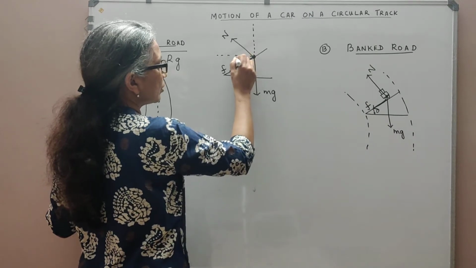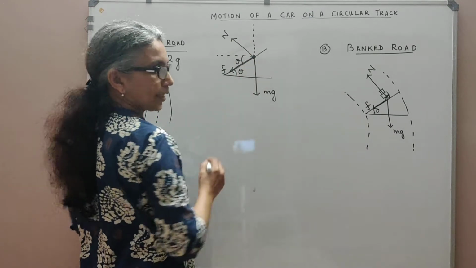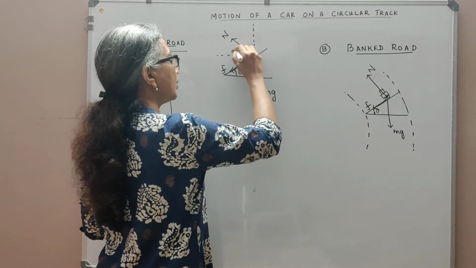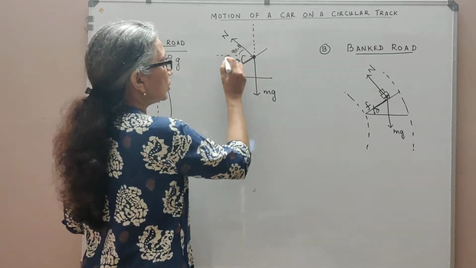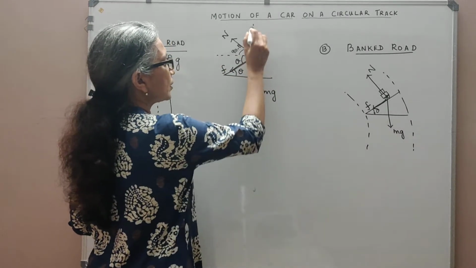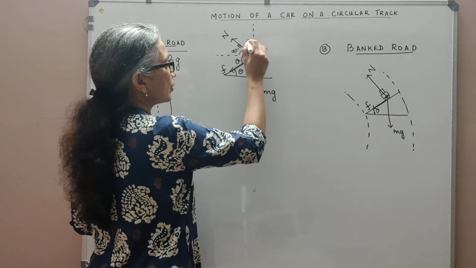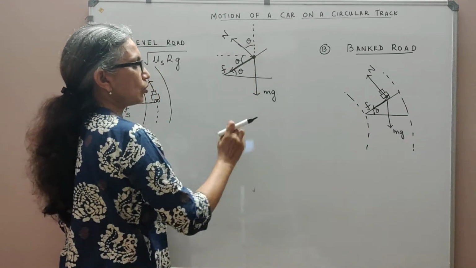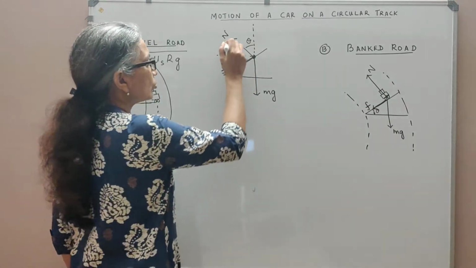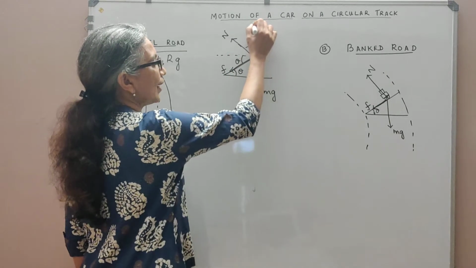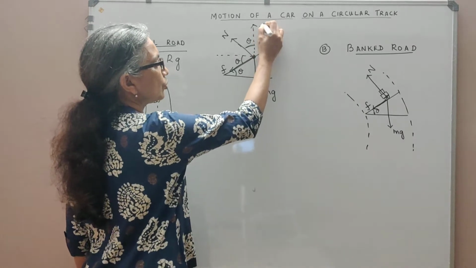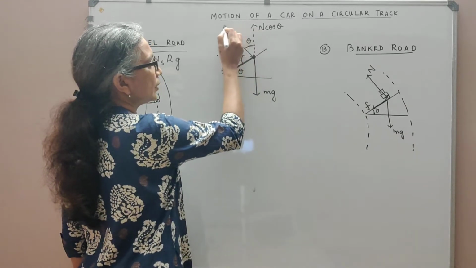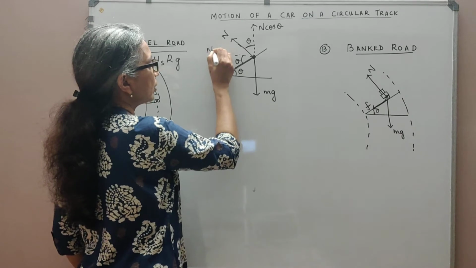Now if this is theta, this is also going to be theta because they are alternate angles. Since this is 90, this has to be 90 minus theta. Also, this is going to be 90. If this is 90 and this much is 90 minus theta, then obviously this has to be theta. So this is theta, and this is also theta. Now if I resolve this n, this will be the adjacent component because this is theta, so this is going to be n cos theta. And the opposite side to theta will be n sin theta, which I'm going to mark here as n sin theta.